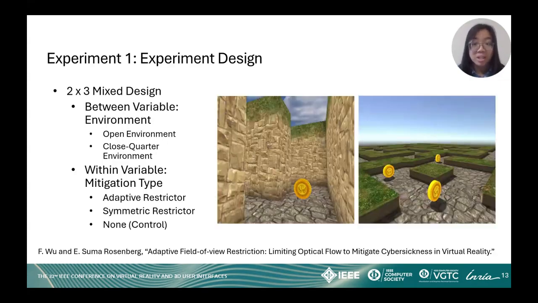Now that we've defined our complexity measures, let's take a look at the experiments that provided the motion data we'll be using in our analysis. For the sake of time, this will just be a high-level overview. Experiment 1 uses the motion data from Wu and Suma Rosenberg's work, where they look at the efficacy of field of view restrictors with adaptive size and shape based on the optical flow in the scene. This experiment uses a 2x3 mixed design with the environment type as its between variable and the mitigation type as its within variable.